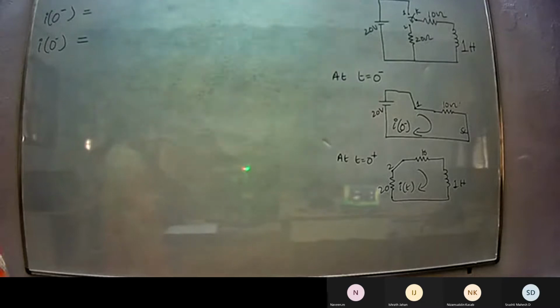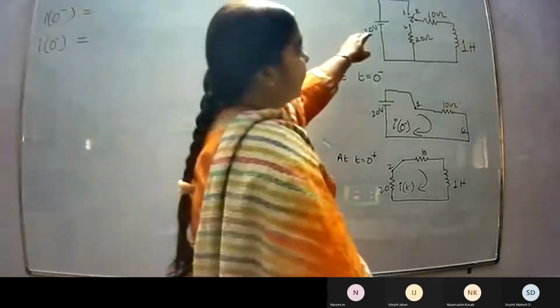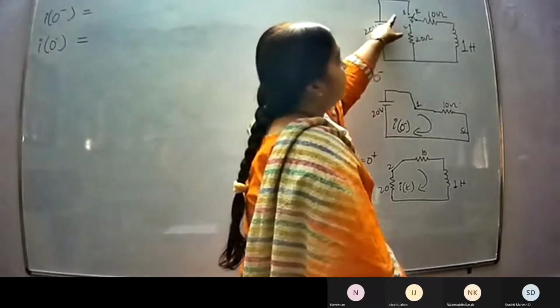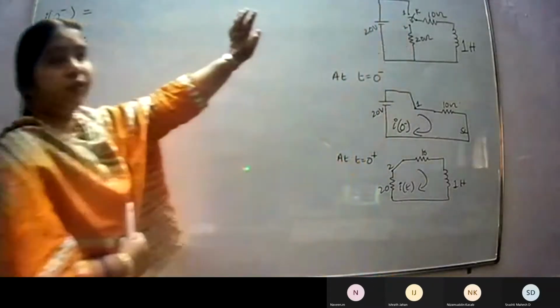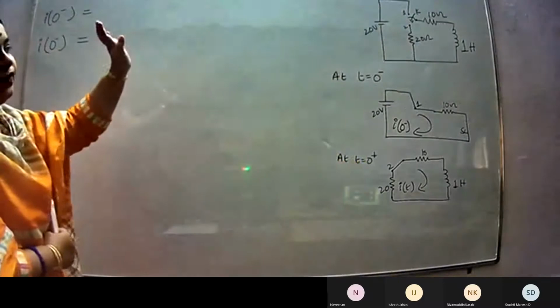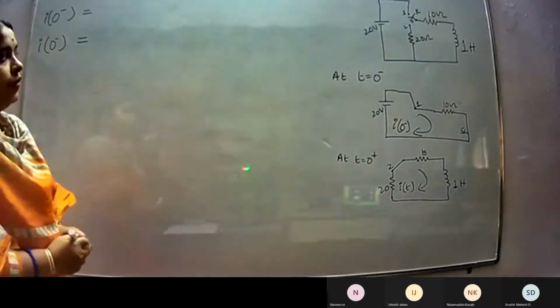In the question only they will give us this point: steady conditions having reached before switching. Find I and its derivatives at t is equal to 0 plus. Once again, the switch was at position 1. It is changed from 1 to 2, and steady conditions have reached before switching. So now you have to find out I and its derivatives.